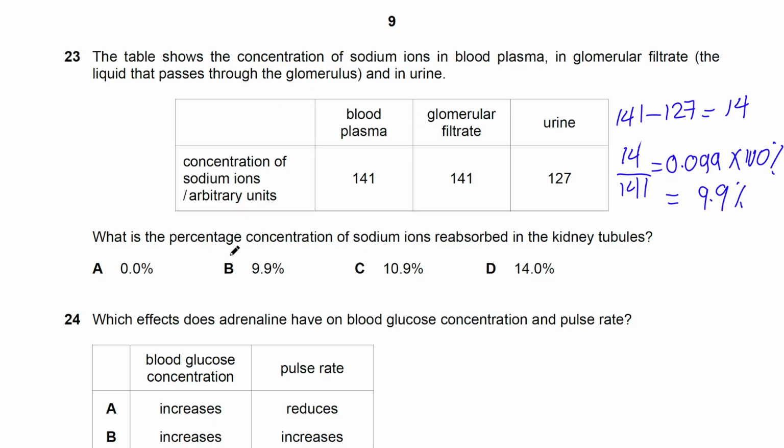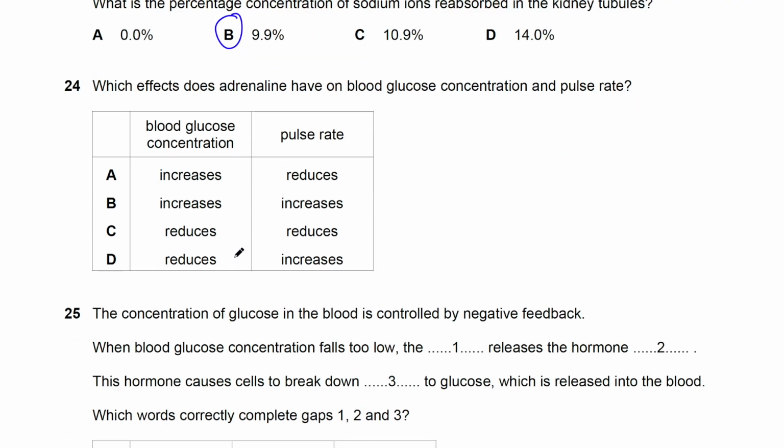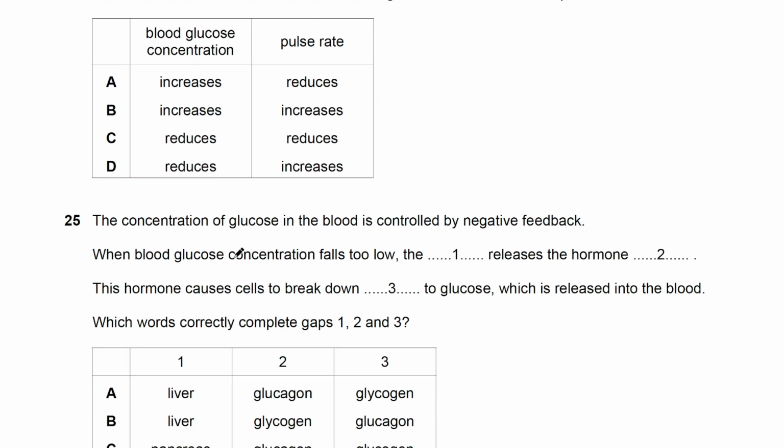9.9%. And this is B. So the right answer for question 23 is B. Now moving to question number 24. Which effects does adrenaline have on blood glucose concentration and pulse rate?